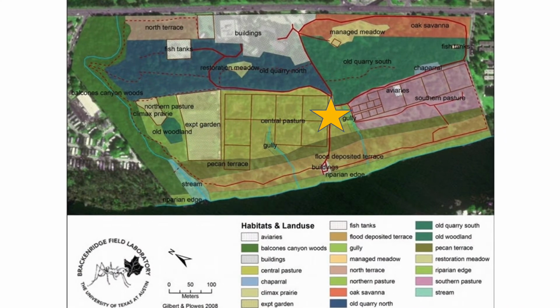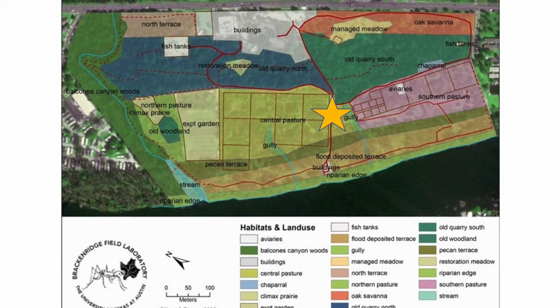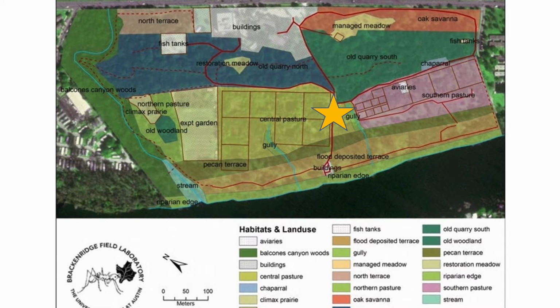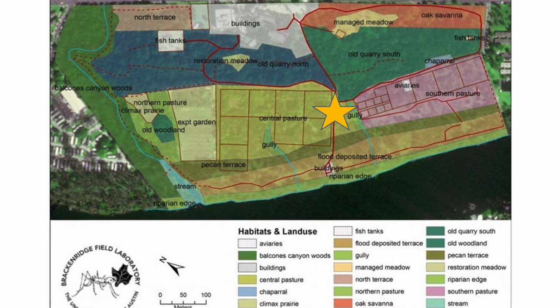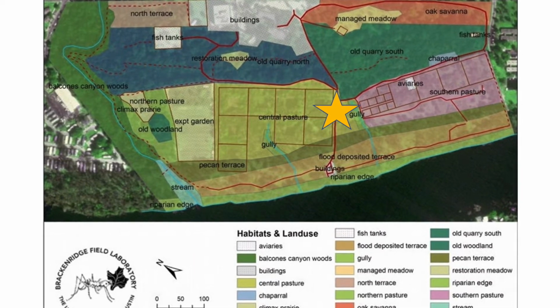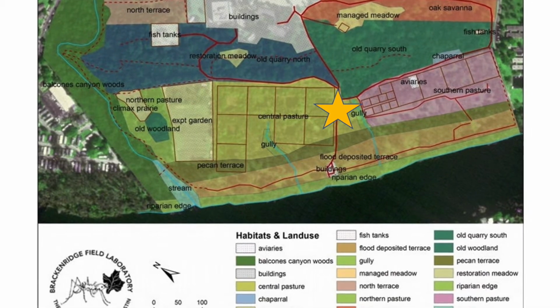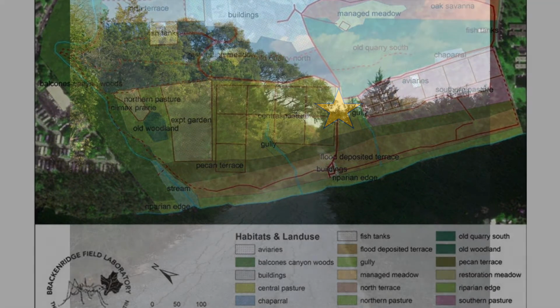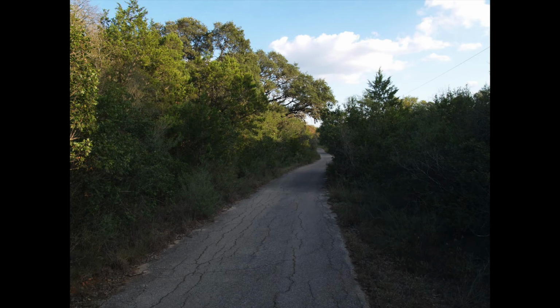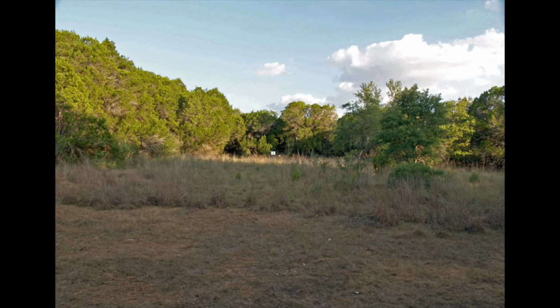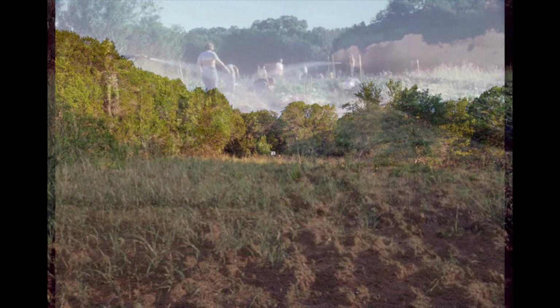Now we're going to move on to the next system, which is defined by mesquite savanna, prairie, and mixed deciduous hardwood forest. You pass this trail that divides the property more or less with the quarry habitat to the left of the picture and this new habitat to the right. This is an example of a climax prairie in late fall. This is a very well-preserved natural ecosystem found at BFL.